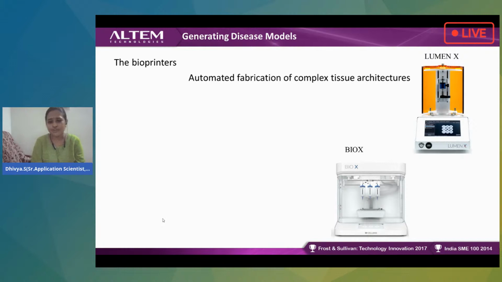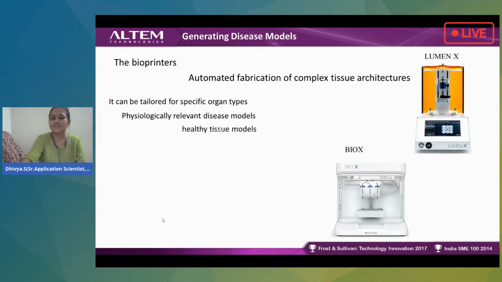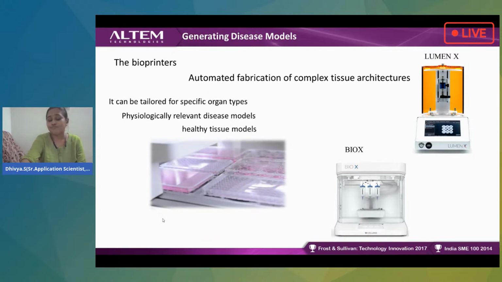So how will it help you to generate your disease models? You can tailor for specific organ types, and more physiologically relevant disease models can be made. And even if you want to do it with a healthy tissue model, yes, we can do that. You will see that when we do any kind of 96-well, 384-well, or 1536-well plate assay, we try to generate disease models and test how efficient the drugs are.